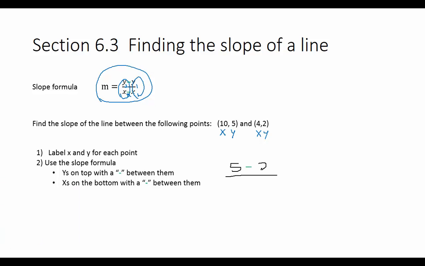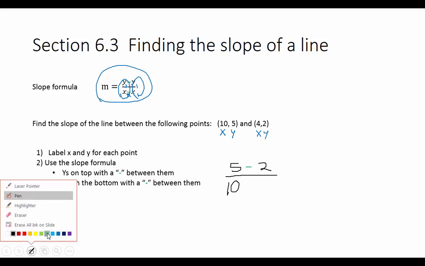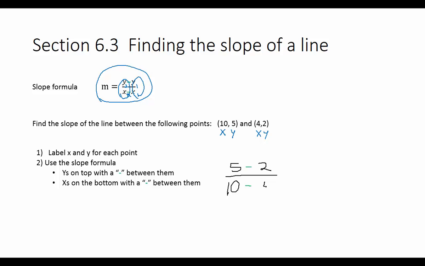And then on the bottom of my equation, I'm going to put my 2 x values. So 10, and then minus, and then 4. And then my last step here is just evaluate going across and then reduce to lowest terms if necessary. So on top, 5 minus 2 is 3. On the bottom, 10 minus 4 is 6. So I've evaluated and I have to reduce that fraction to lowest terms. Well, 3/6 reduces to 1/2.